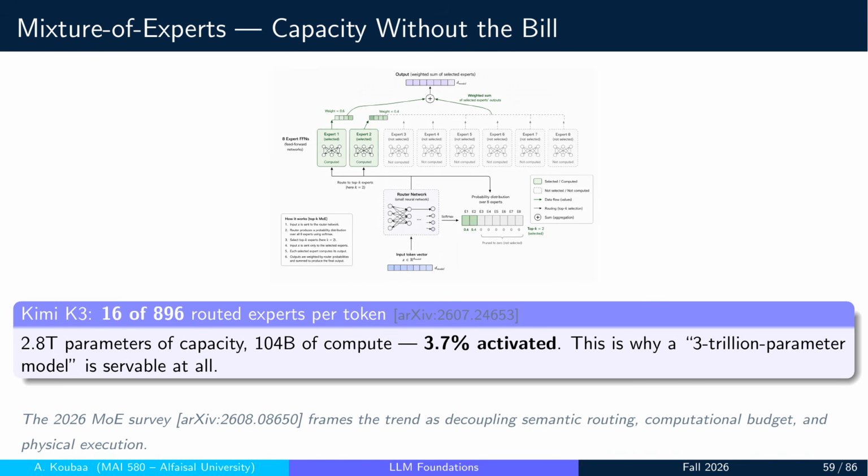Recall from section 1 that the feed-forward network holds most of the parameters in a block. That is the component that gets split. Instead of one very wide feed-forward network applied to every token, you build many narrower ones, the experts, and put a small router in front of them that decides per token which few to activate. Attention is untouched. Mixture of experts is a statement about the feed-forward layer. And notice what the router is and is not doing, because this is easy to romanticize. It is not proving that the other 894 experts would have been useless for this token.